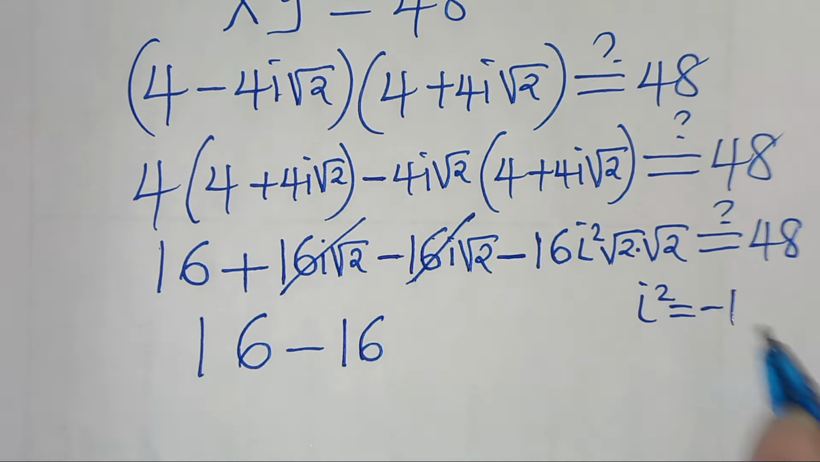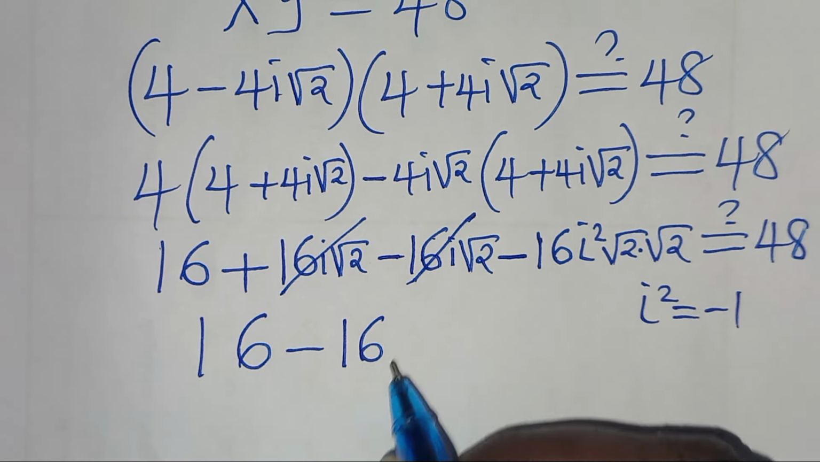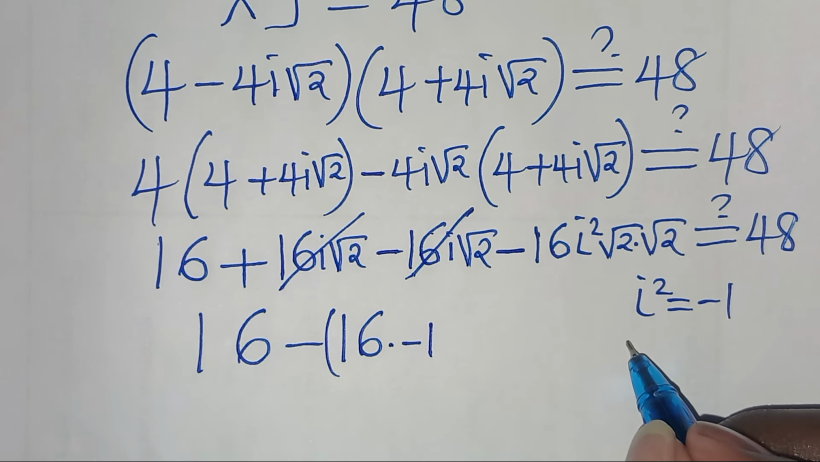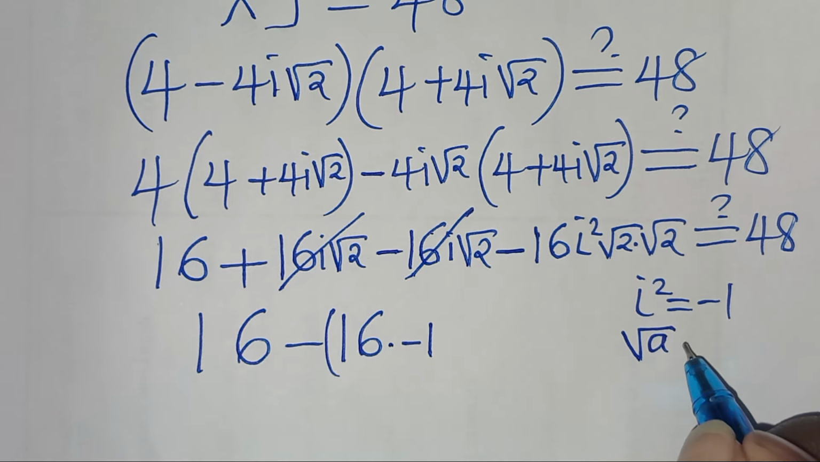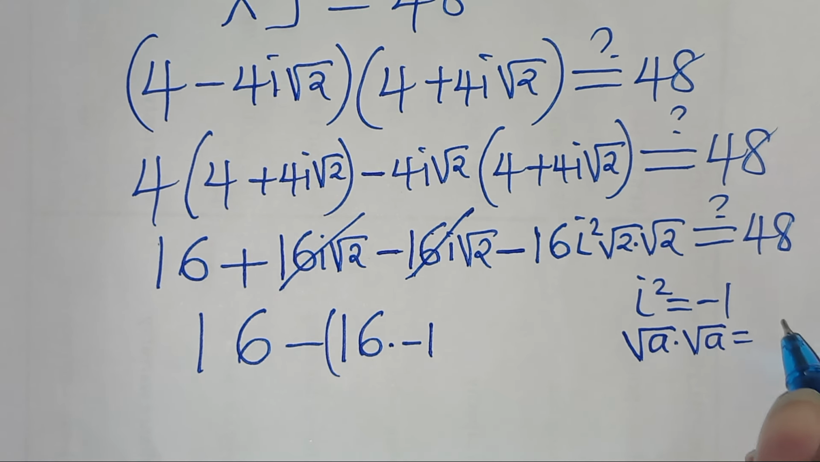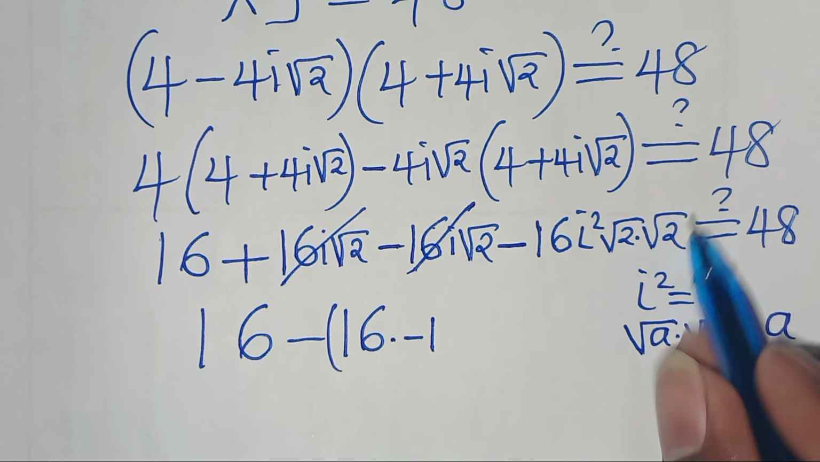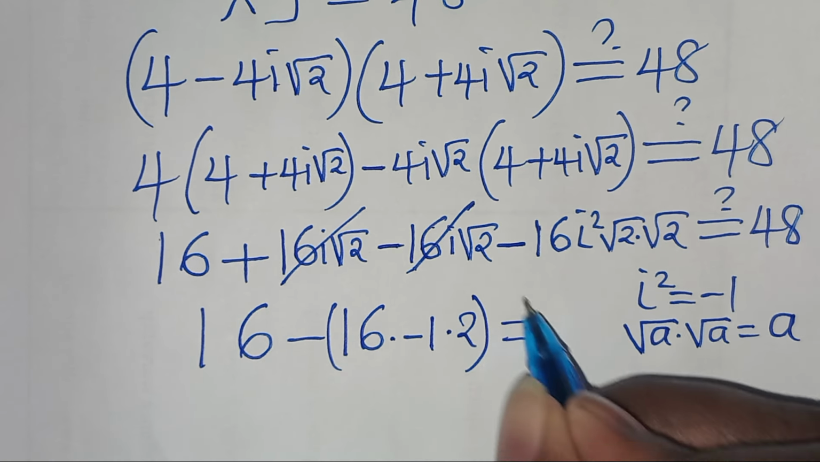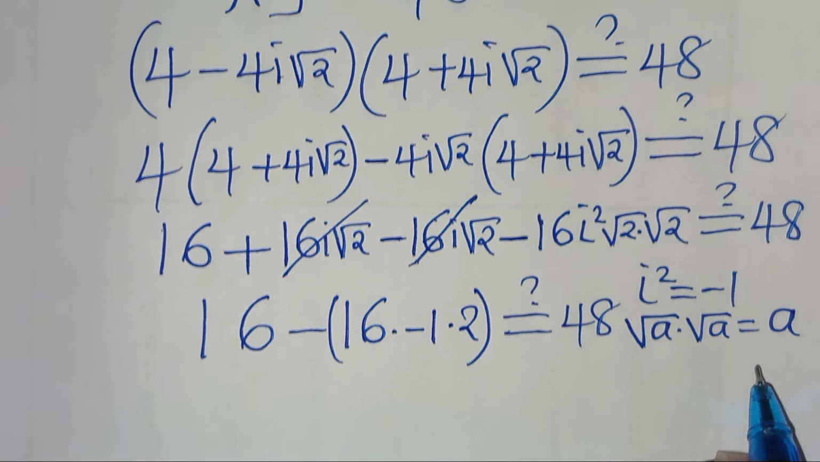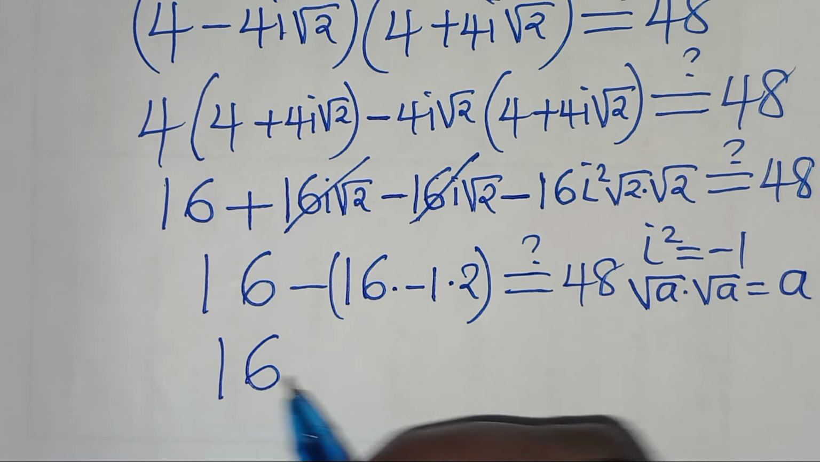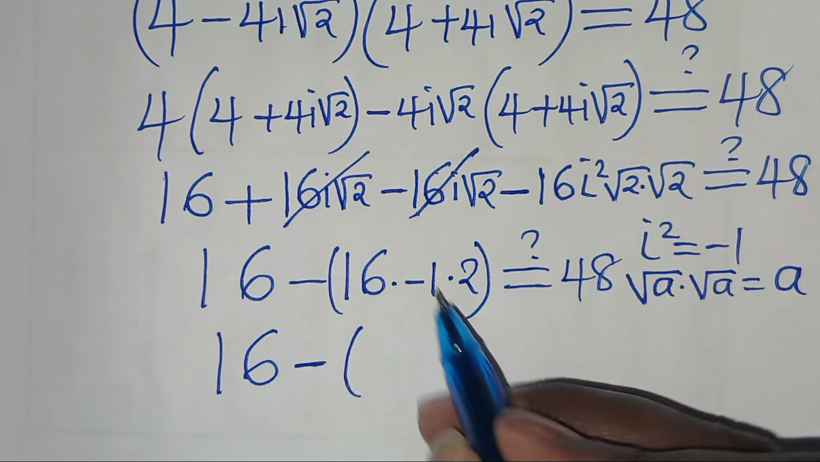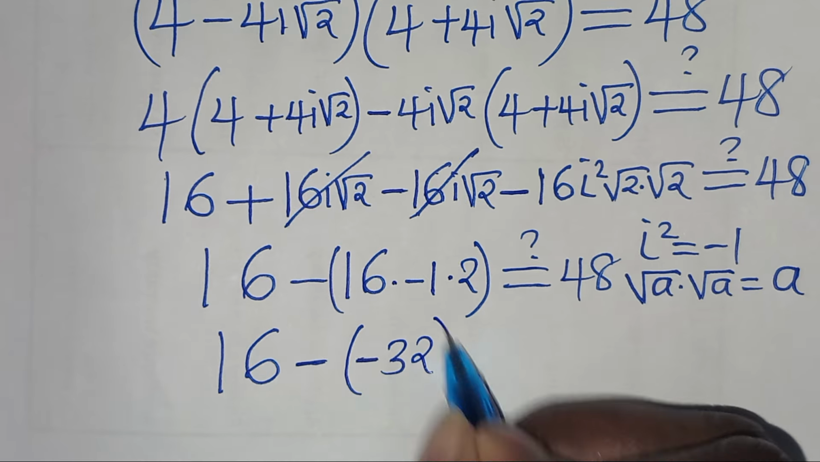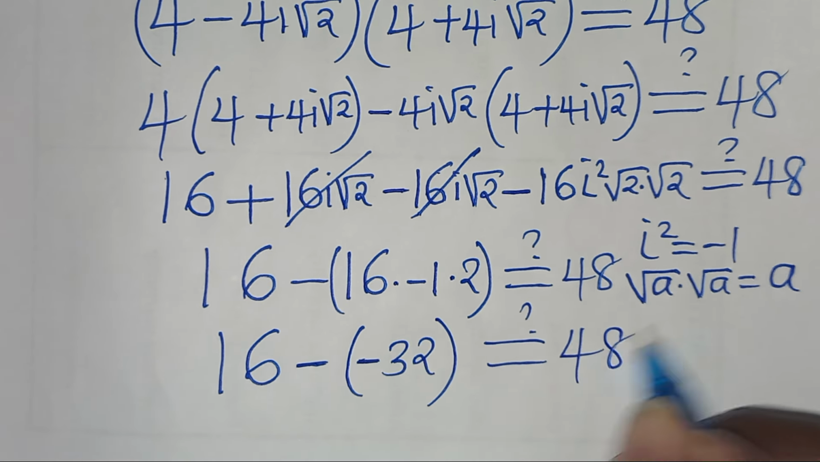i squared is the same thing as minus 1. So we have 16 times minus 1 here. Then we have that square root of 2 times square root of 2. This is the same thing as square root of a times square root of a, which is the same thing as a. So square root of 2 times square root of 2, this is the same thing as 2. So times 2. This should give us a value of 48. So here we have 16. Now, this is minus into the parentheses. 16 times minus 1. This is minus 16 times 2. This is minus that 2. This should give us a value of 48.